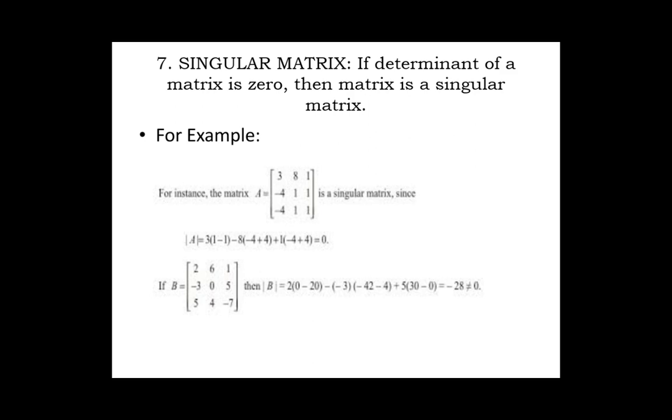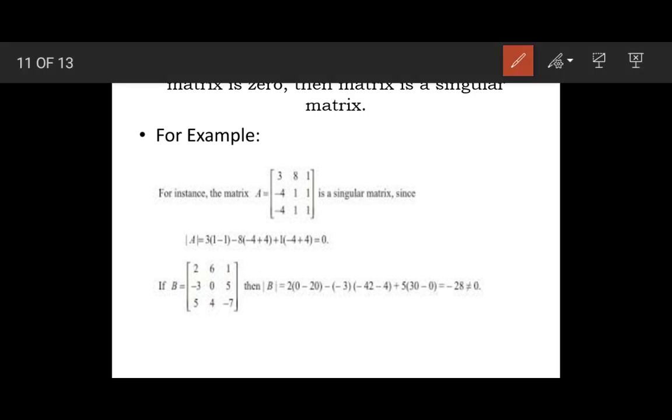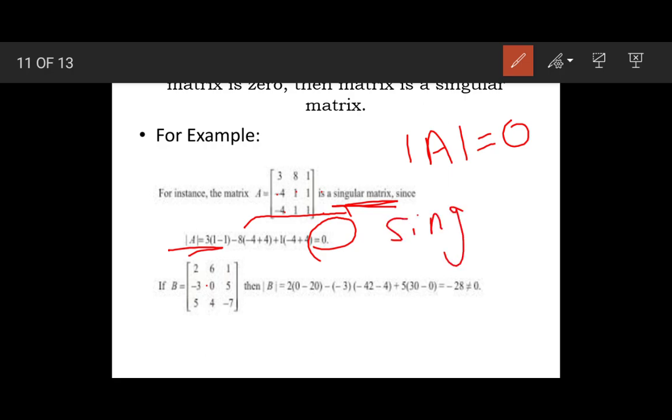Okay, so in this, what we are going to do? Suppose A is given as 3, 8, 1, -4, 1, 1, -4, 1, 1. Now to check whether the matrix is a singular matrix or not, first we have to find the determinant of A. Now you know how to find the determinant of A. So now I am getting the determinant of A as 0. Now since the determinant of A is equal to 0, therefore the matrix is a singular matrix. Clear?